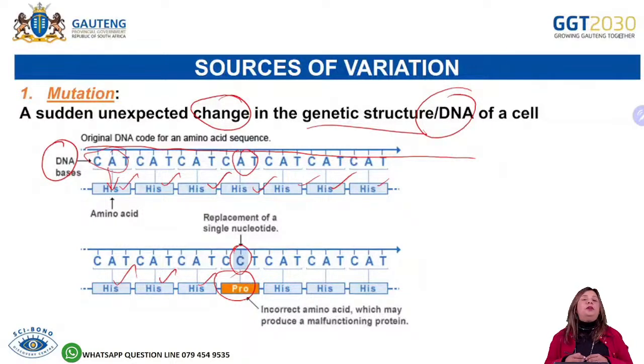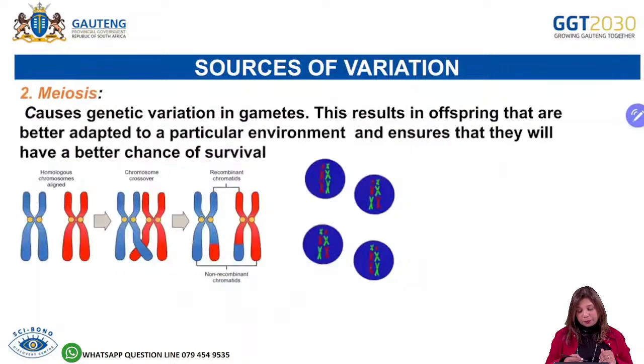So we need to know that mutation is a source of variation, because mutation can cause the appearance and the sequence of the DNA to change.